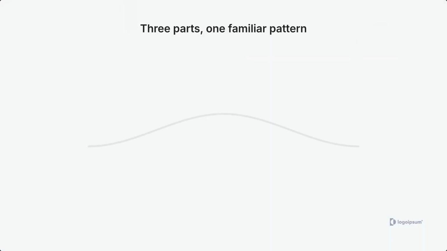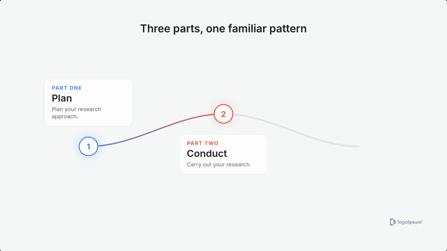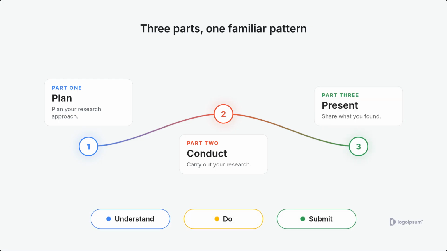Building on those practical tasks, the unit is split into 3 clear parts. You'll first plan your research, then conduct it, and finally present what you found. And inside Moodle, each part follows the same simple pattern, so it quickly feels familiar. You understand the task, do the task, then submit your result.